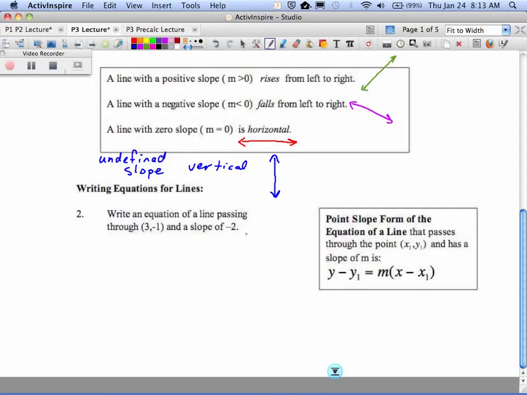Writing equations for lines. There are different forms. When you come out of Algebra 2, there are different forms. There's slope-intercept, there's point-slope form. So it says write an equation for a line passing through, and then over there they have what is called point-slope form. So you'll notice this is a little bit different than what you guys are used to writing. This is how the Algebra 2 textbooks write it.